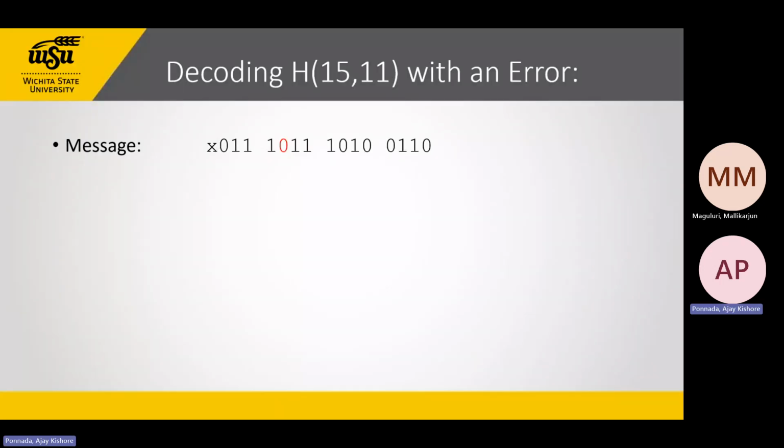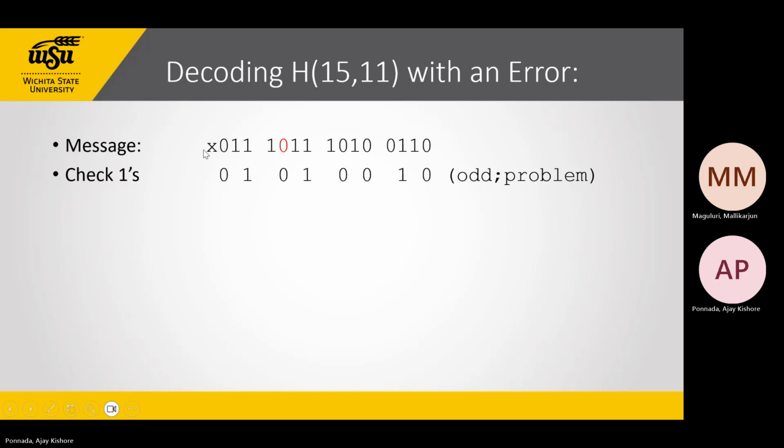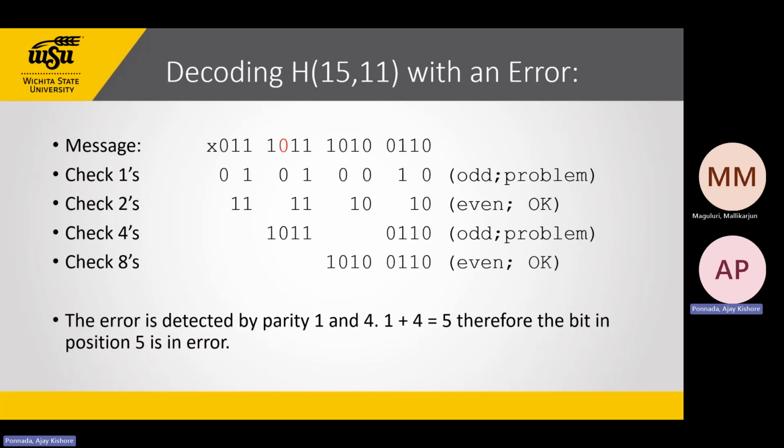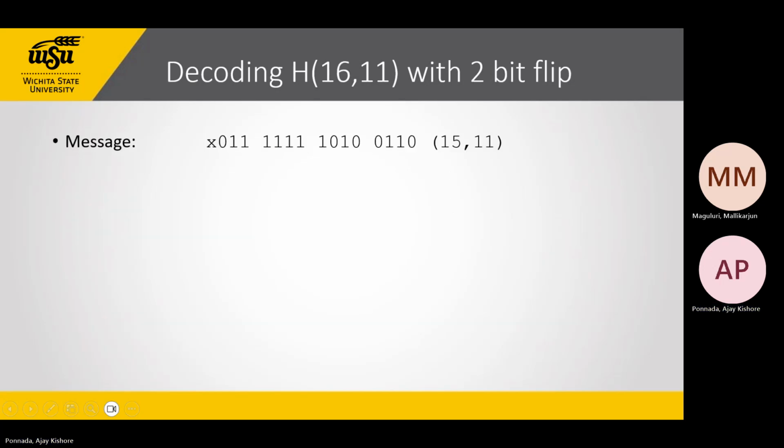Yeah. So this is the slide. We just flipped the bit, corrected it from 0 to 1. So that's what was flipped. That's what we have done: check once. Odd, problem. Even, okay. Odd again, problem. Even, okay. So we summed up both of those and got 5 and just flipped the fifth digit. That's it. It's simple.